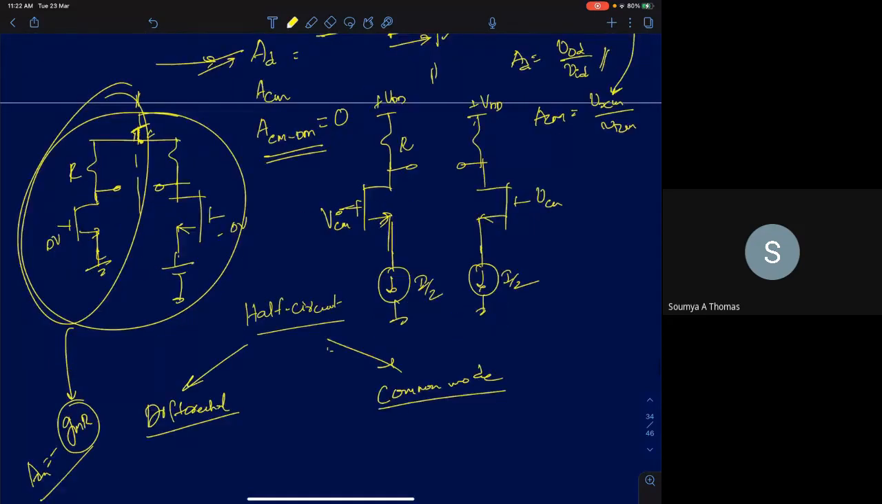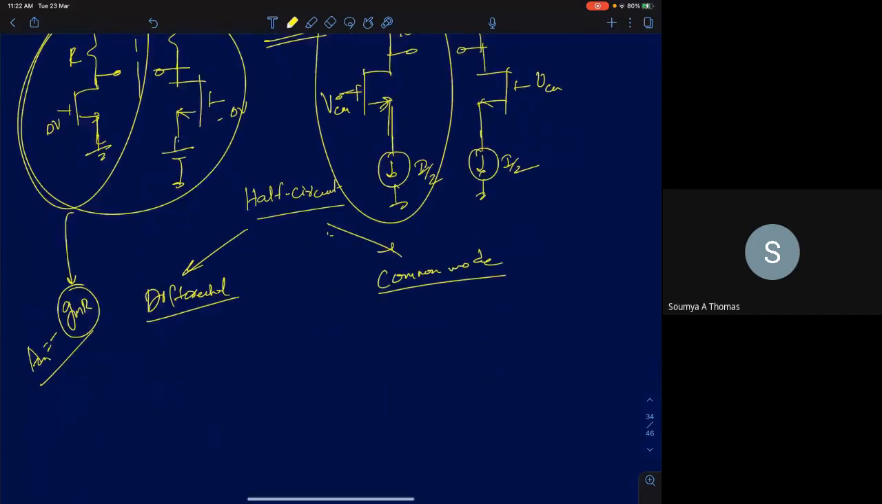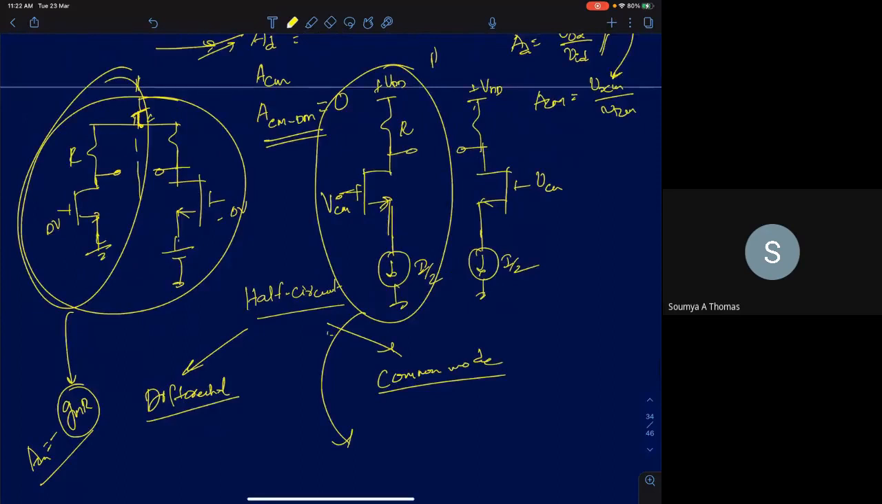Now what is ACM in this circuit? I have to analyze only one half here. So look at this. This is biased using a constant current source. What does it tell you? Intuitively, if I'm biasing it using a constant current source, it is telling me that the drain current of this MOSFET is always fixed.